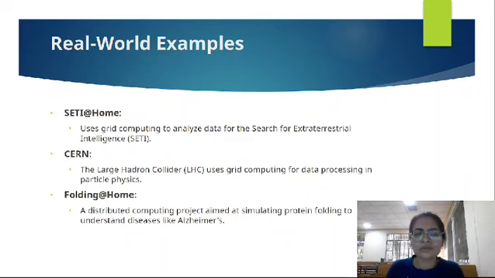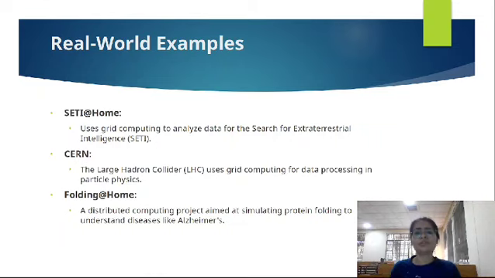The real-world examples of this are SETI@home. It uses computing to analyze data in the search for extraterrestrial intelligence, that is SETI. And CERN, the Large Hadron Collider (LHC), uses grid computing for data processing in particle physics, or atomic physics. We know that in atomic physics we need extra complex calculations, so we would need supercomputers to solve that problem. We are not using a supercomputer. We are combining many simple machines or personal computers, their computing resources or power, to solve that complex problem.